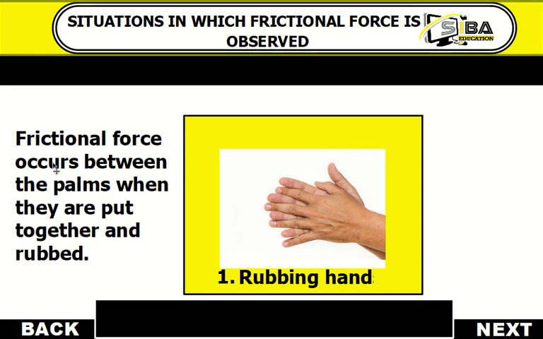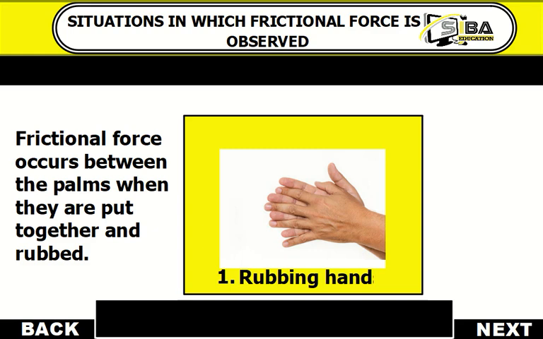Frictional force occurs between the palms when they are put together and rubbed. So when you put your two hands together and you begin to rub the two hands against each other, definitely frictional force is going to be created. So as I said earlier, frictional force occurs when two objects are put together and rubbed.